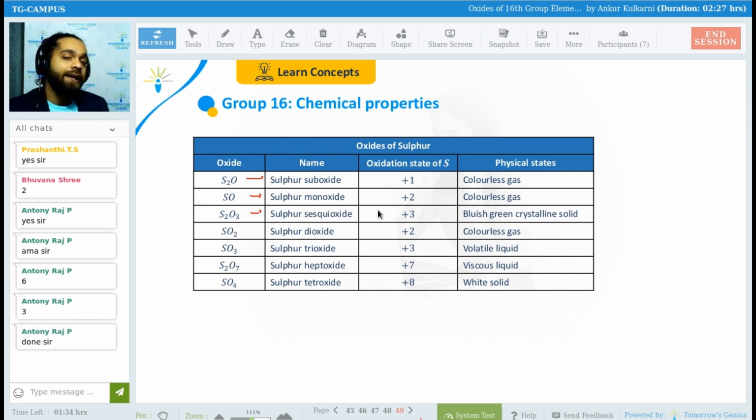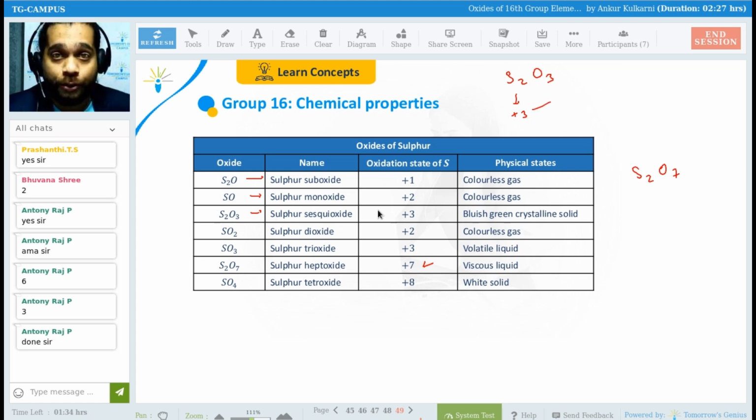If I give you any molecule like S2O7, if I ask you what is the oxidation state, you will simply tell me +7. If I give you S2O3 and tell you to calculate the oxidation state, which you have already calculated, you will easily tell me +3. You will do it. I have no doubt in that.